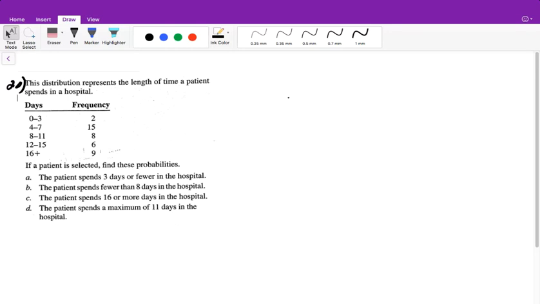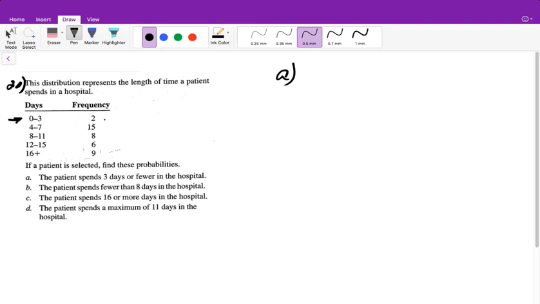So for question number 20, I'm starting on page 195 to 196. It says this distribution represents the length of time a patient spends in the hospital. It gives us this information. If a patient is selected, find these probabilities. Find the probability that the patient spends 3 days or fewer in the hospital. So when we're looking at A, we need to look at 0, 1, 2, 3 days. So that is this part here.